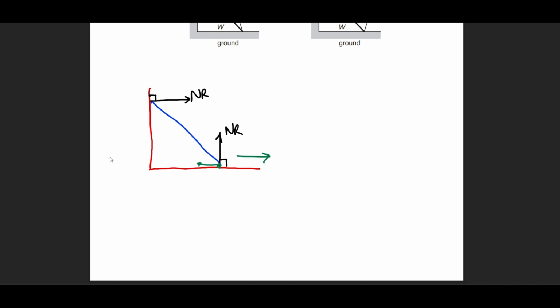That means the friction will be backwards. And this point is moving downwards. That means the friction will be upwards, because we know that friction is always going to oppose the motion. So that is how we predicted the direction of friction in both situations.